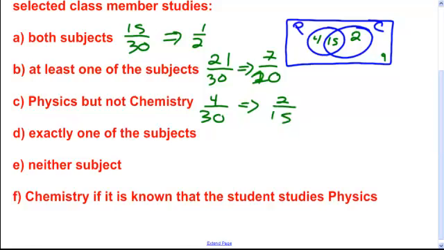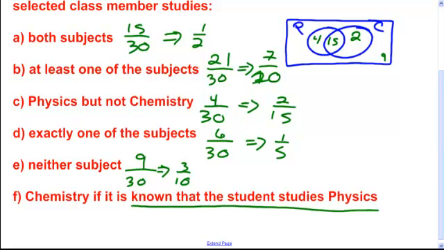Exactly one of the subjects. So either just physics or just chemistry. There's 6 of them out of 30, which becomes 1/5. Neither subject, we calculated that already, 9 out of 30, which is 3/10. And then lastly, chemistry, if it is known that the student studies physics. Now what I'm doing is I'm changing my total amount of people I'm using. I have to look at the known that the student studies physics. So there are only 19 folks that studied physics, and of them, 15 also did chemistry. So now my probability is 15 out of 19.